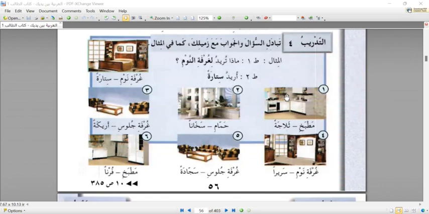So the instruction once again is تبادل السؤال والجواب مع زميلك, which means exchange the question and the answer with your colleague كما في المثال, as it is in the example. So the example is over here. The question is ماذا تريد لغرفة النوم؟ ماذا is used for asking a question, which means what in the English language.